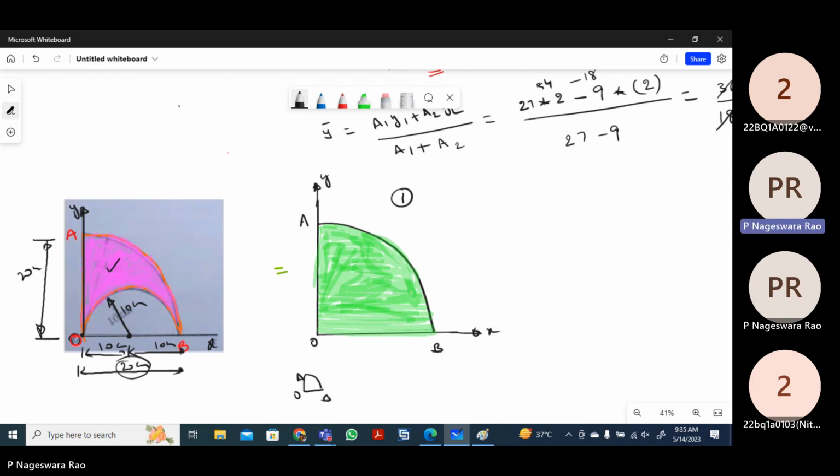Why? Because we know that a quarter circle is one quarter of the circle. This is the radius and this is also a radius. That means this length is 20 and this length is 20. So I am writing here, this is the radius of the quarter circle. Radius will be 20 centimeters, and this distance is also 20 centimeters.